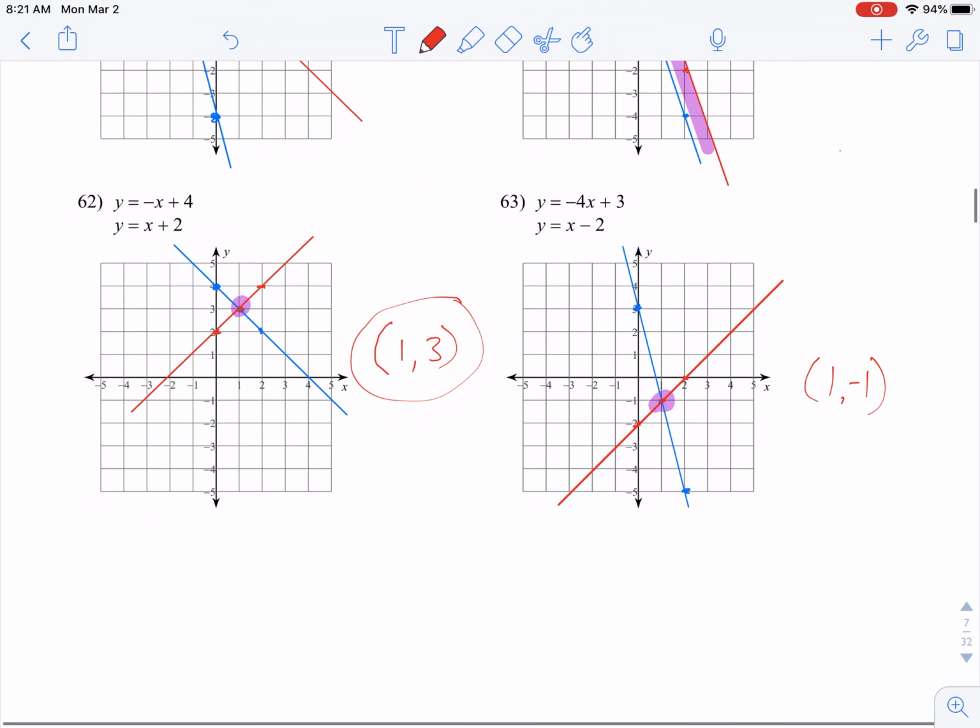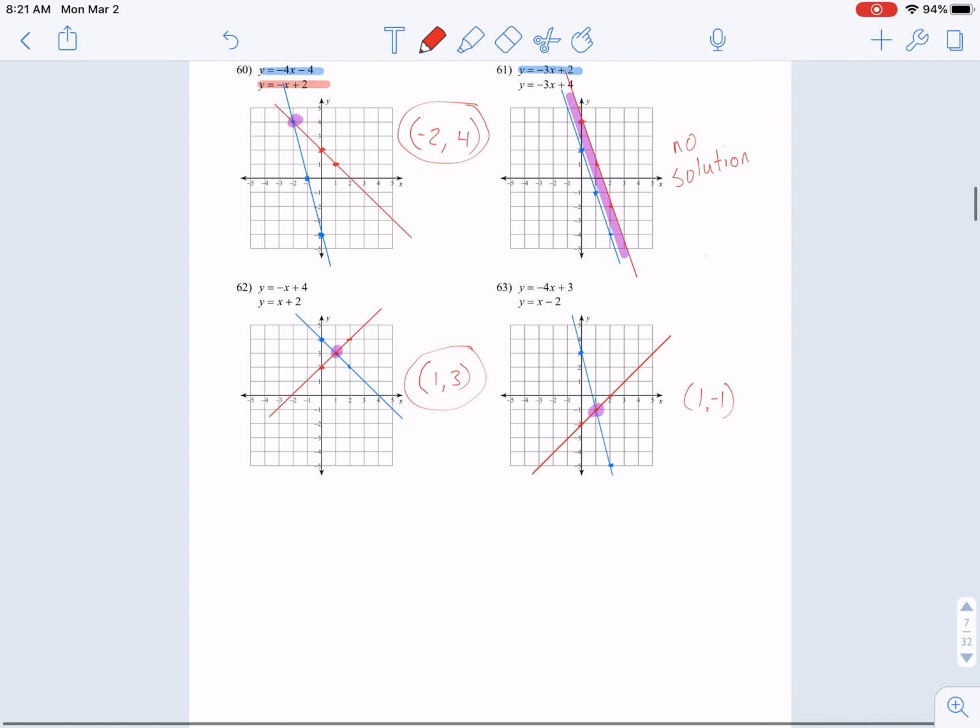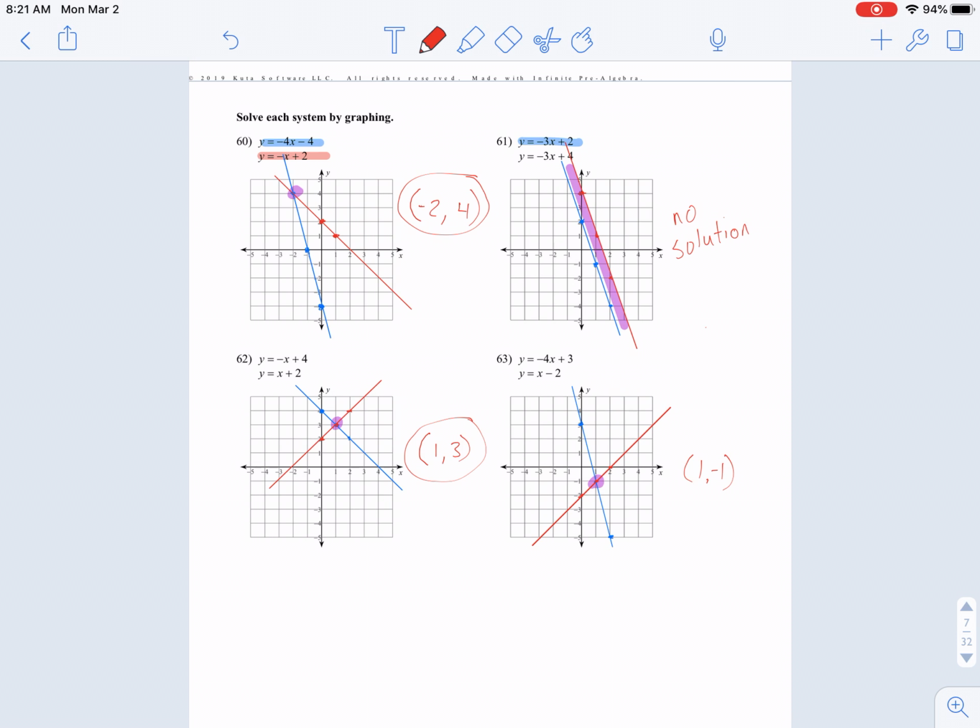This particular worksheet does not have one where they end up being the same exact line. If you do happen to get two equations where they end up being the same exact line, that is infinite solutions, or all real numbers would be a solution to that problem.